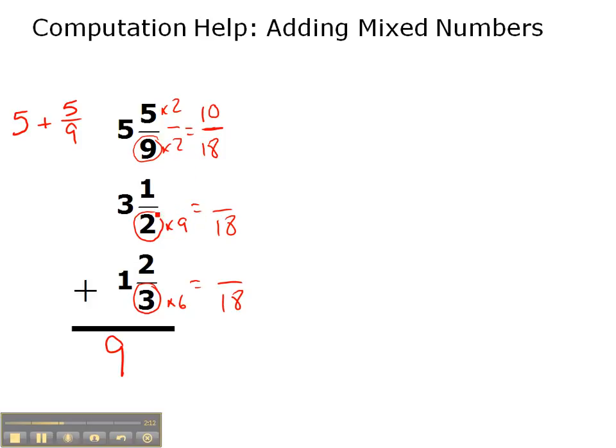For 1/2, we've multiplied by 9, so I have to multiply my numerator times 9. 1 times 9 is 9. And then for 2/3, we multiply by 6, so I have to multiply my numerator times 6. 2 times 6 is 12. Now we're adding 10/18 plus 9/18 plus 12/18.